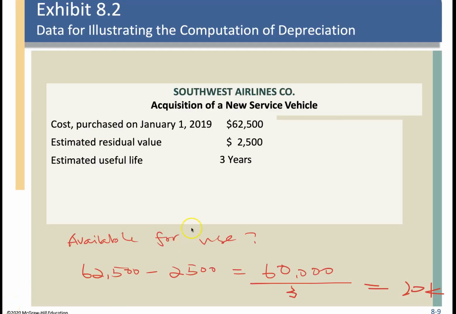Here is an example. Southwest Airline Company acquired a new service vehicle on January the 1st, 2019. The cost of purchase is $62,500, and the estimated residual value at the end of the life of this vehicle would be $2,500, and the useful life is 3 years. Okay, so now let's use the straight-line method to calculate depreciation.